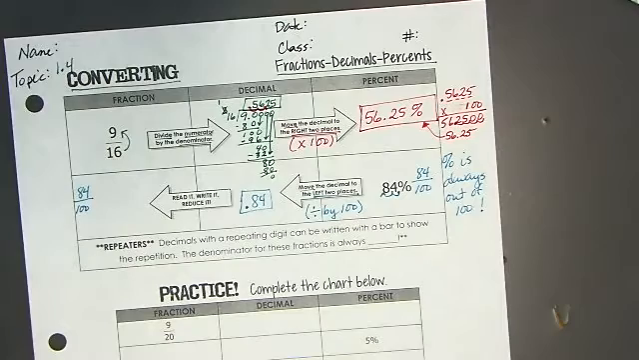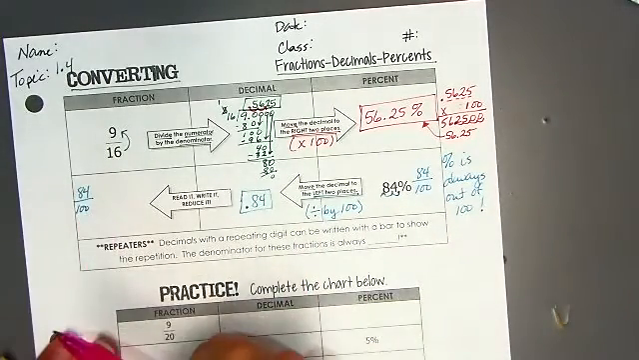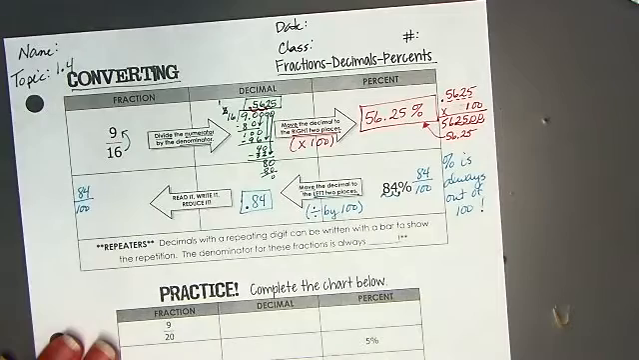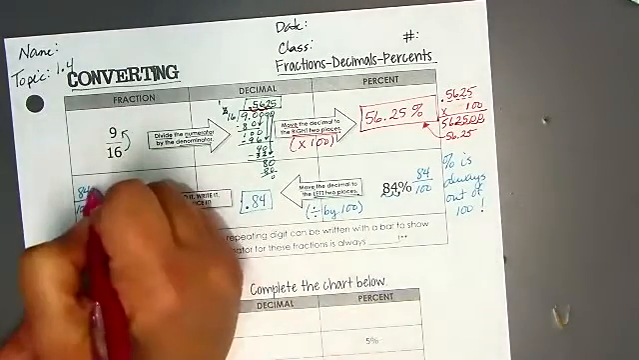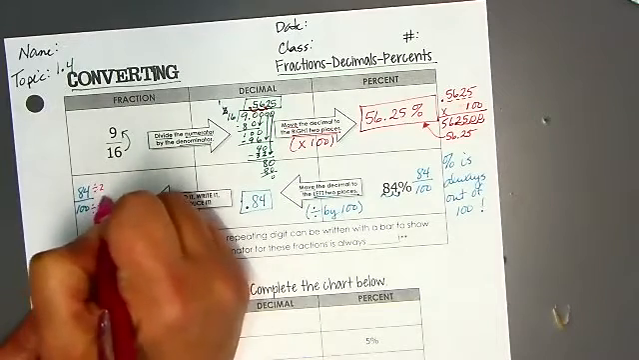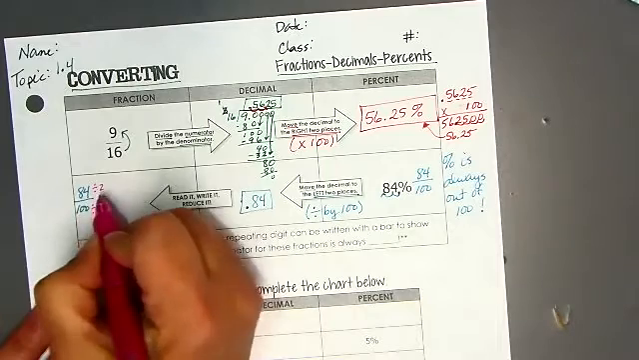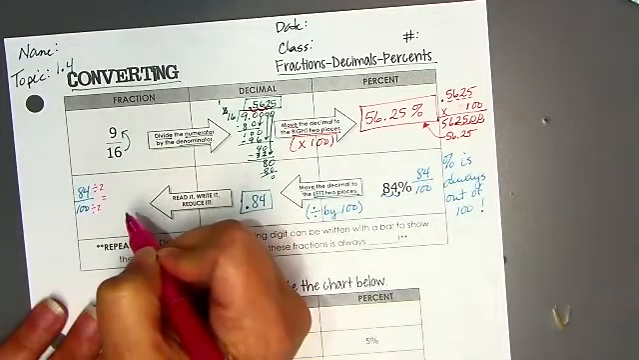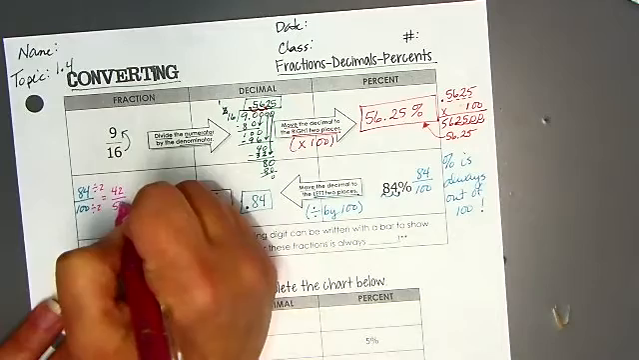Now we have to find the fraction. I already know it's 84 over 100, so now I just need to simplify. I don't know the greatest common factor right now, but I know it's even, so I'm going to divide by 2. 84 divided by 2 is 42, and half of 100 is 50.